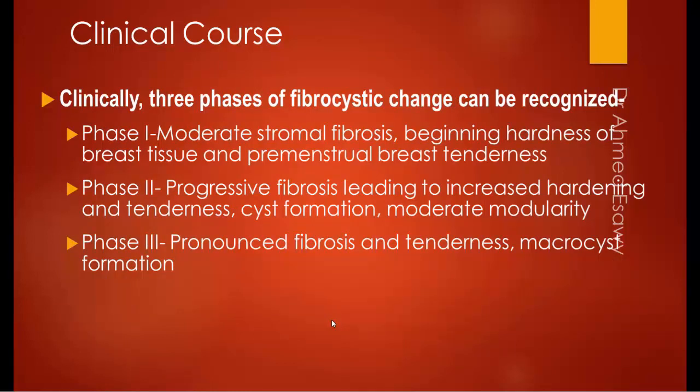Clinically, three phases of fibrocystic change can be recognized in the clinical course. Phase 1: moderate stromal fibrosis, beginning hardness of breast tissue, and premenstrual breast tenderness. Phase 2: progressive fibrosis leading to increased hardening and tenderness, cyst formation, moderate mammary density. Phase 3: pronounced fibrosis and tenderness, macrocyst formation.